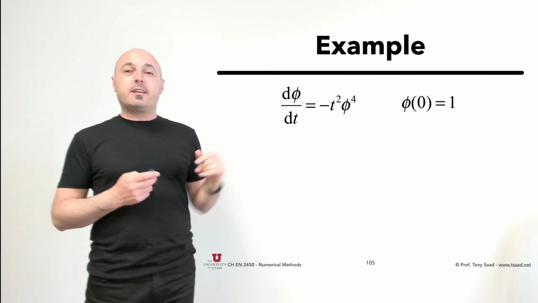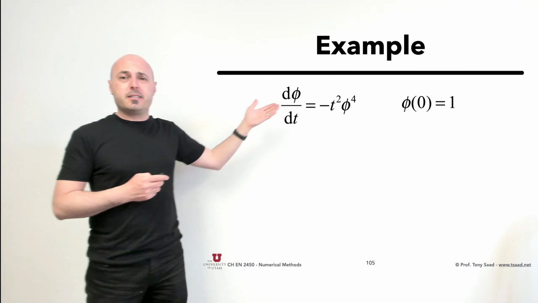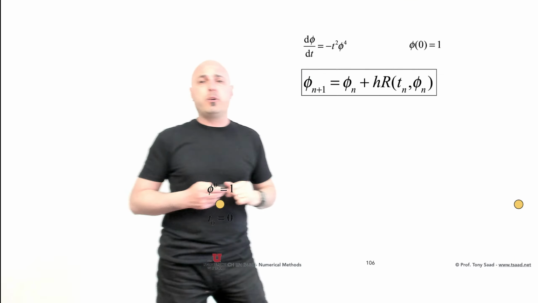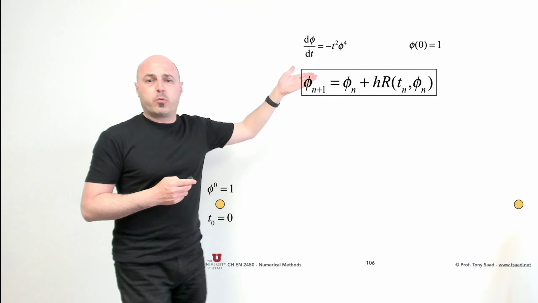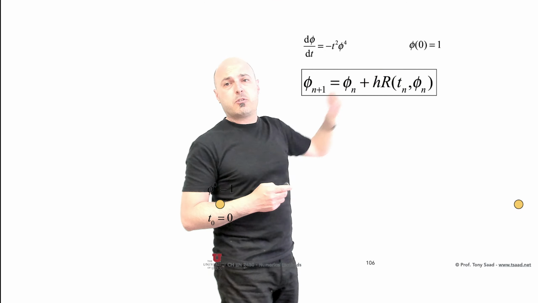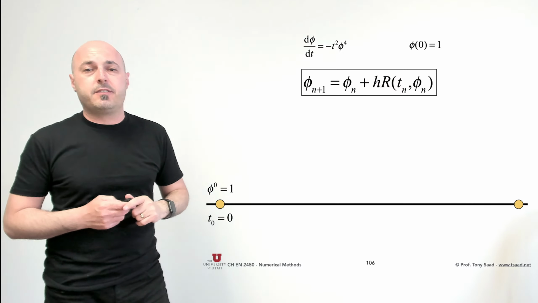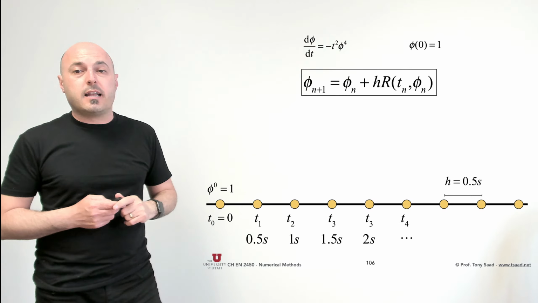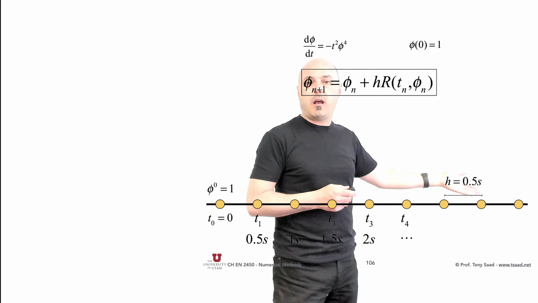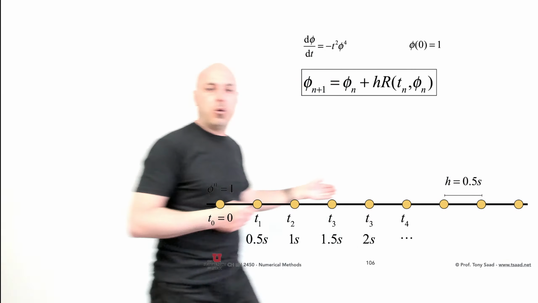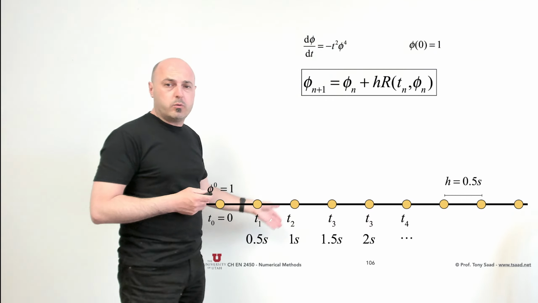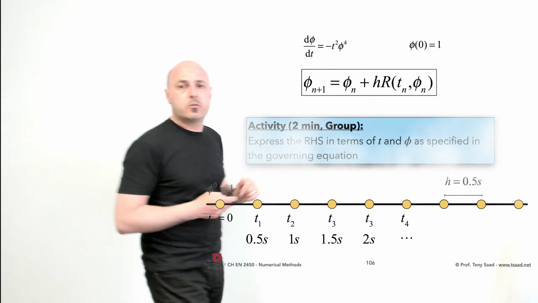All right. So here's an example. Take d phi by dt equal to minus t squared phi to the power 4 with initial condition phi 0 equal to 1. This is the forward Euler formula: phi n plus 1 equals phi n plus delta t times the right-hand side evaluated at t n and phi n. Now you're going to do this next exercise by hand. I'm going to ask you to use a time step size of 0.5 seconds. So in other words, you're starting with t0 equals 0, t1 is 0.5, t2 is 1, t3 is 1.5, and so on and so forth.